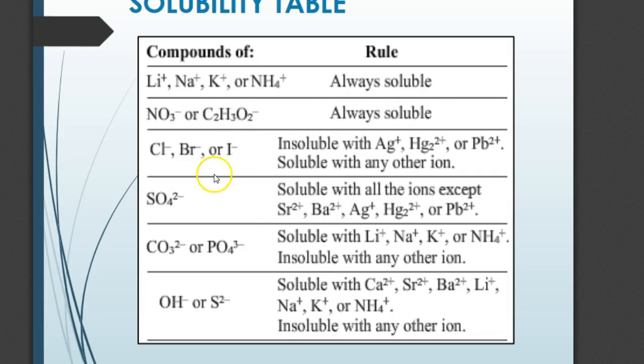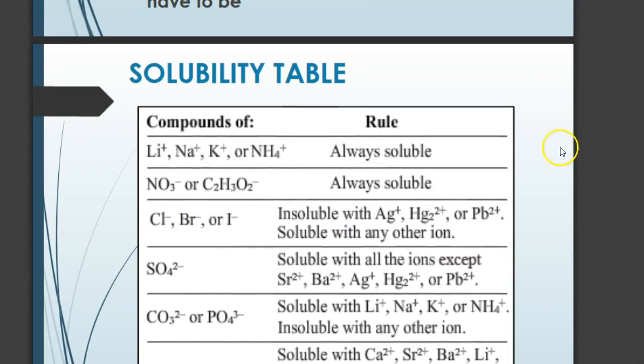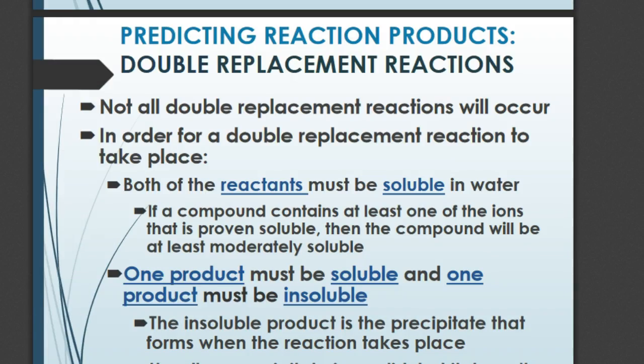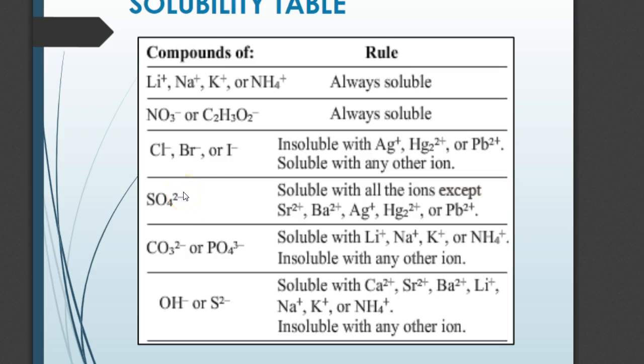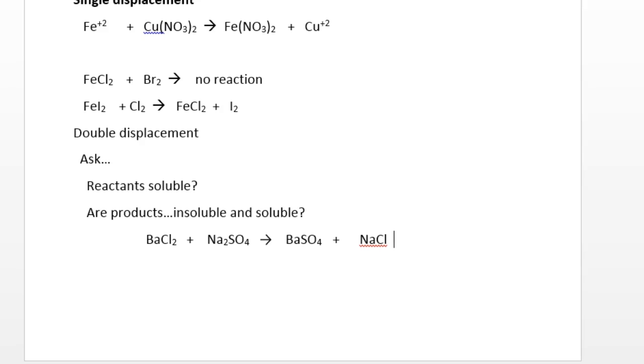Then you have these special cases, okay, chlorine, bromine, and iodine. And you just look here, they're insoluble with this, they're soluble with any other ion. And then we have sulfate, soluble with these, except these. And then carbonate and phosphate, they're soluble with these cations, but insoluble with any others. And then hydroxide and sulfur, they give you these rules. So then if we go back, you just need to have this handy until you learn it.